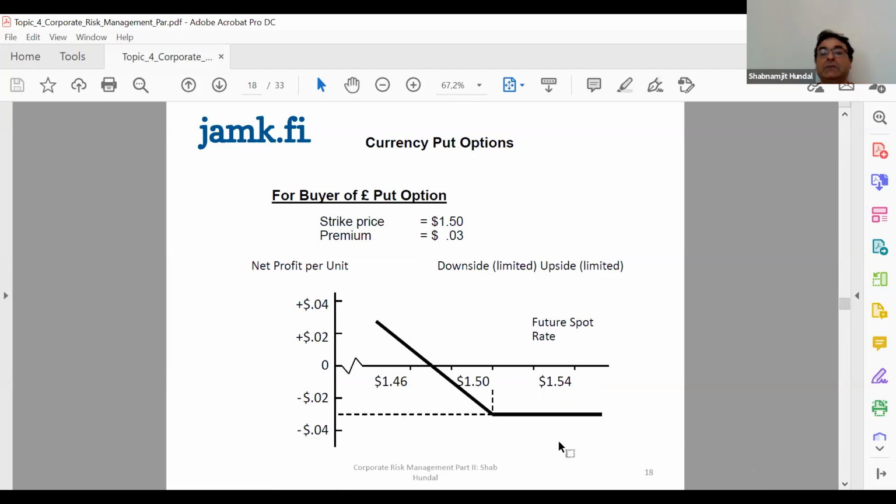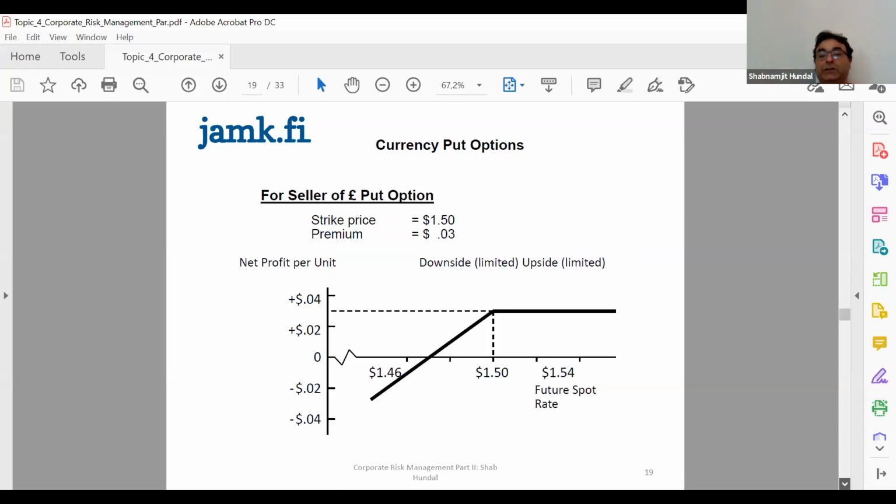The buyer gains when the option is in the money. It's good for the buyer. It's bad for the seller if the option is in the money. It's bad for the buyer if the option is OTM, out of the money. But it's good for the seller if the option is out of the money, because then you don't exercise and the seller keeps all the premium.